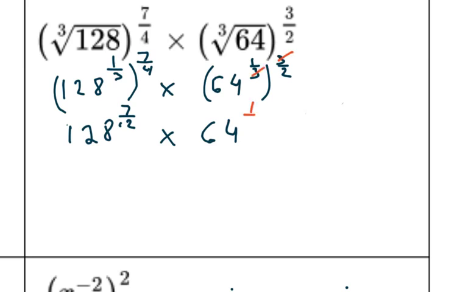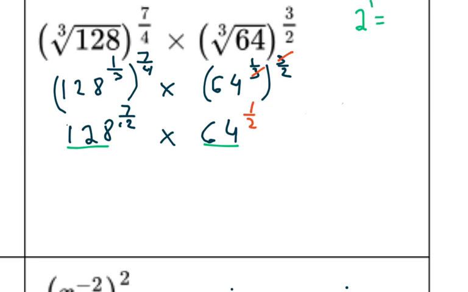So 64 is to the power of 1 over 2. Now when we look at our bases here, 128 and 64, we know they are even numbers, and let's take a look. They might be binary numbers, which means I need to just look at the side note.